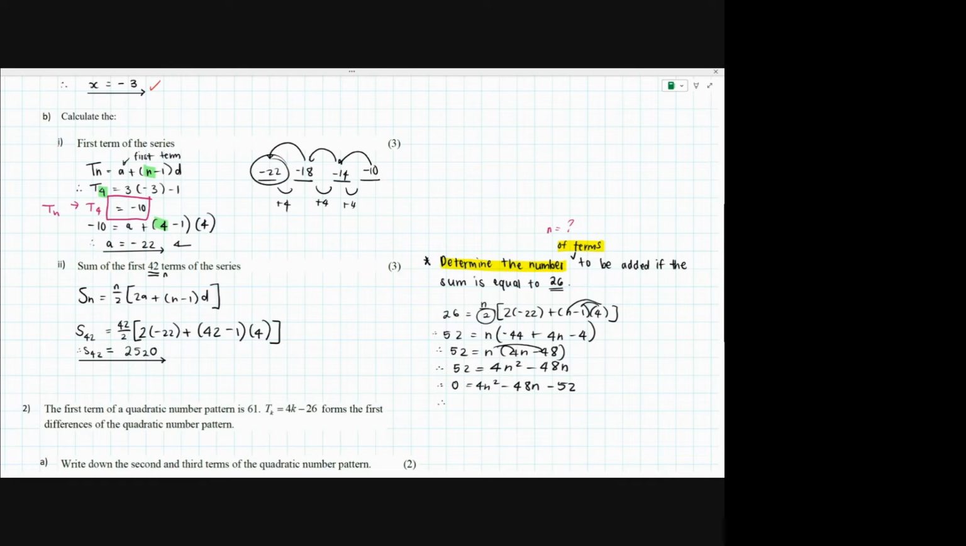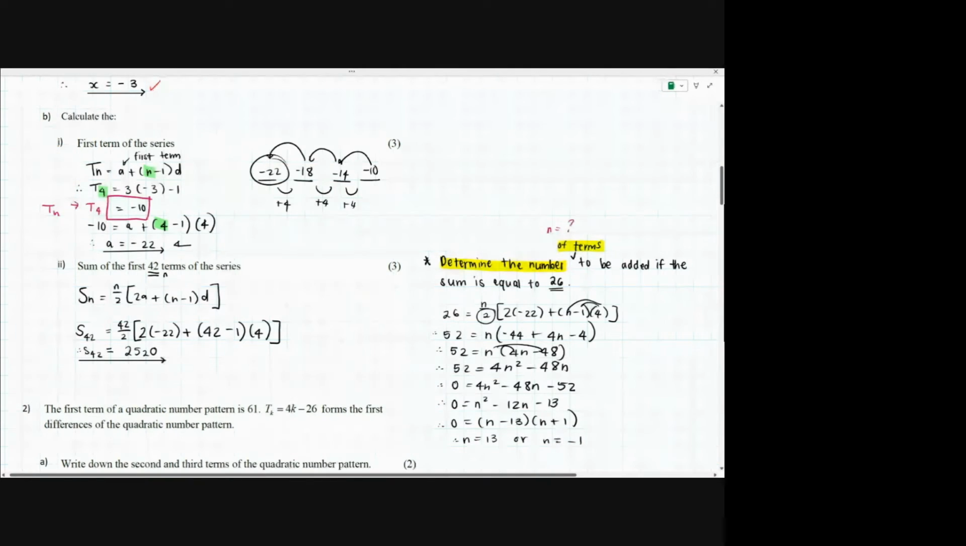And so you end up with, if you were going to factorize, this can also all be divided. So that would be helpful to me if I actually did that. This has a common factor of 4, so I'm going to divide everything by 4 to start off with. Minus 12n minus 13, which means my brackets are n minus 13, n plus 1. And so n is equal to 13, or n is equal to negative 1. We know n has to be a natural number, and so n is equal to 13.